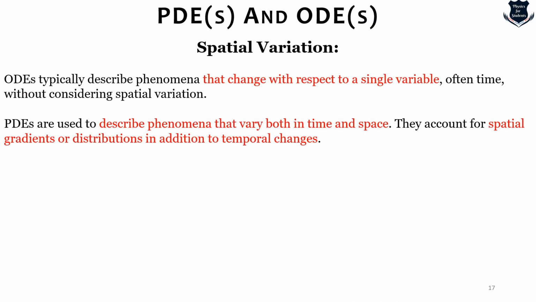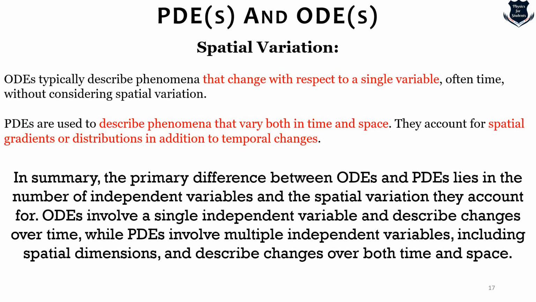Another key difference is the spatial variation. What I mean to say is that ODEs typically describe change with respect to a single variable, often time, without considering spatial variation. PDEs describe variation in terms of both time and space, so they account for spatial gradients and for temporal changes. In summary, the primary difference between ODEs and PDEs lies in the number of independent variables and the spatial variation. ODEs involve a single independent variable and describe changes over time, while PDEs involve multiple independent variables, including spatial dimensions, and describe changes over both space and time.